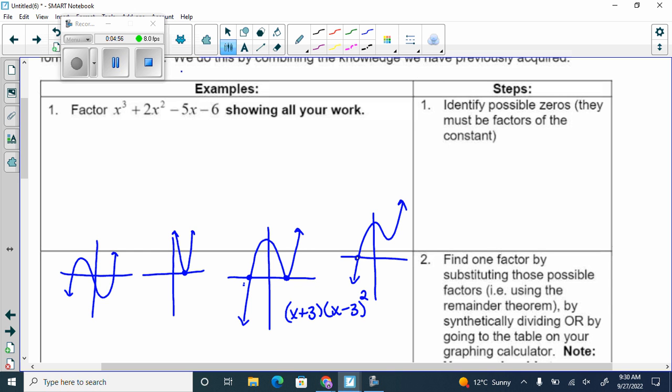So those things are good to know when you're starting to do synthetic division. Now, I don't have an eraser, and I have to do this.